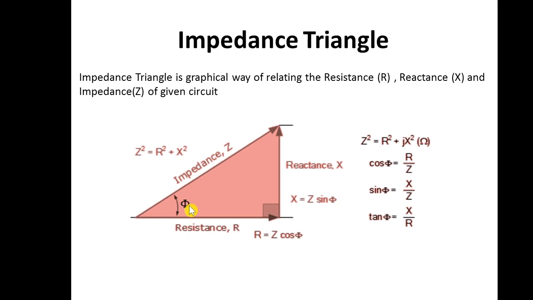Now let's see, due to this angle we can say that cos of phi is equal to R divided by Z. Okay, then we can also say that sine of phi is equal to X, means reactance, divided by Z, means impedance, or we can say that tan of phi is equal to X divided by R. These formulas are important because we have to use these formulas in numericals.